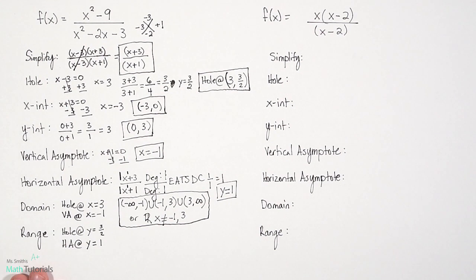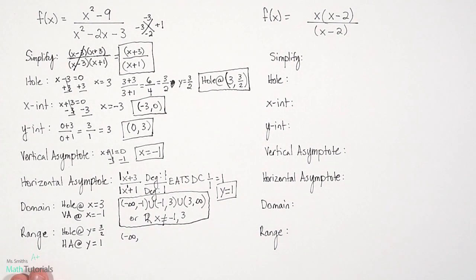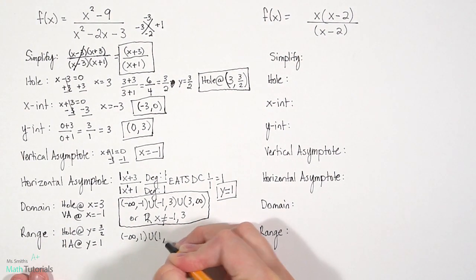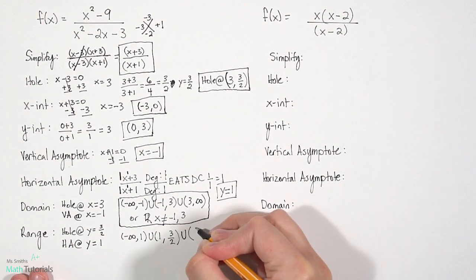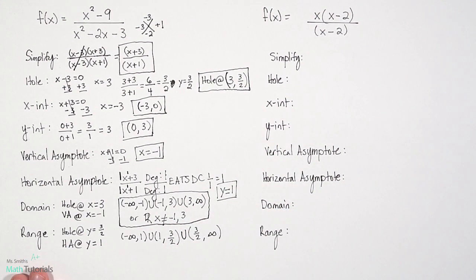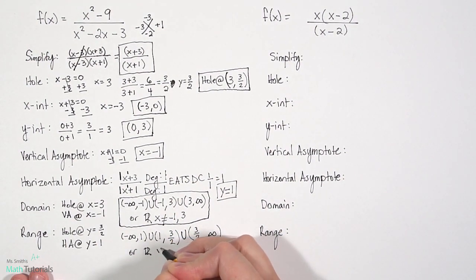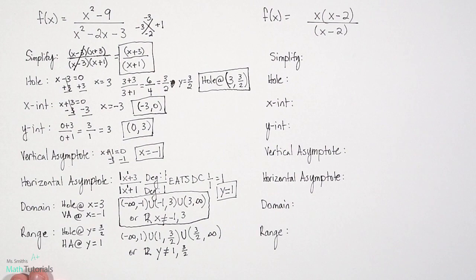So when we go to write our formal way, we would say the range is negative infinity to, now remember 3 over 2 is 1.5. So which one's lower, 1 or 1.5? Well, that would be 1, right? Union 1 to 3 over 2, or 1.5, union 3 over 2 to positive infinity. The informal way would just be to say all real numbers, but y cannot equal 1 or 3 over 2.